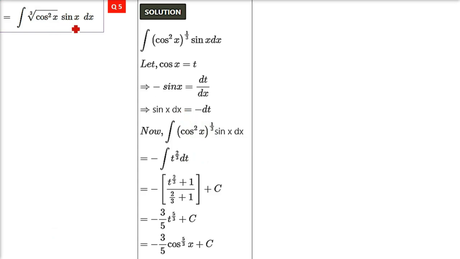Okay. So if you just give a bit, cos x is equal to sin x differential.